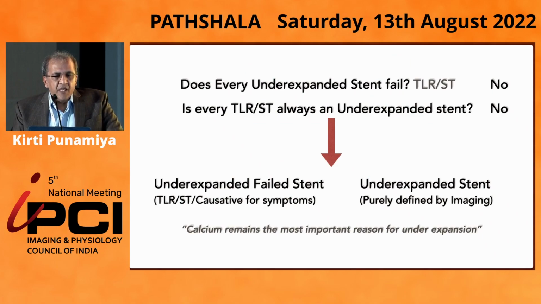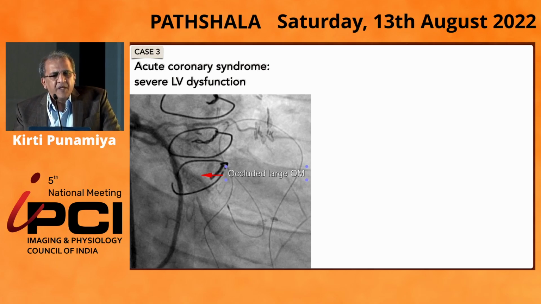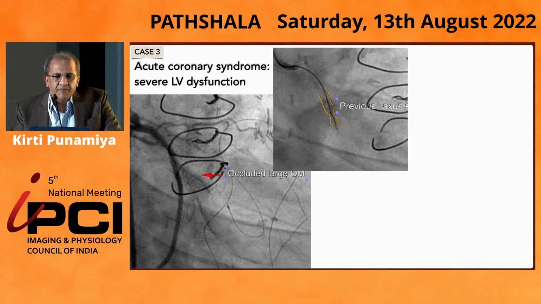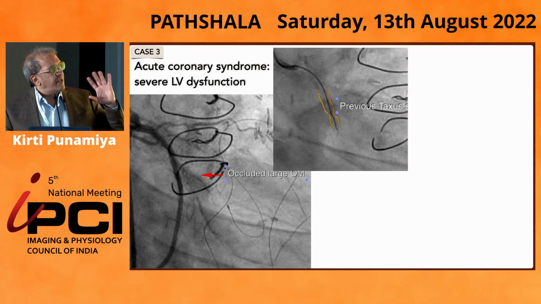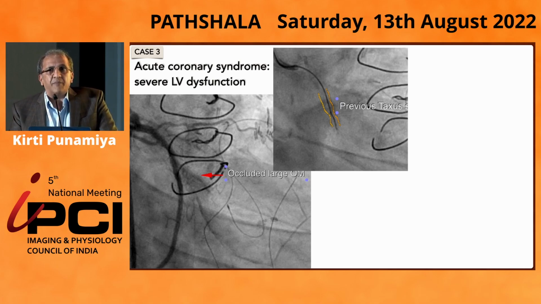So the question is, we come back to our original slide. What happens to these stents when we have failed stents? This is a person, we had put in a Taxus stent many years ago. He's come back to us with an acute coronary syndrome, severe LV dysfunction. You can see the occluded OM, which is at the site of a previous Taxus stent. I know that the images are not very sharp when you look at the fluoroscopy for the stent images, but we put in a little marker to help you understand the dumbbell of the stent there.